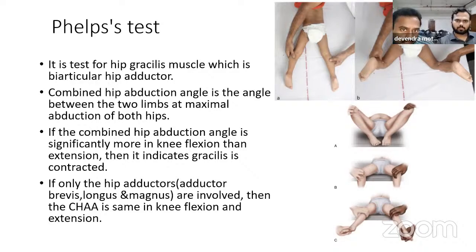The combined hip abduction angle, which is the angle between the two thighs, is measured with the knee in extension, sir. And after flexing the knee, again the maximum hip abduction of both sides is measured. So if we are able to do more abduction with the knees flexed, it indicates that the gracilis is tight, sir.